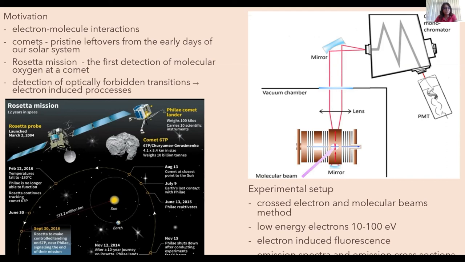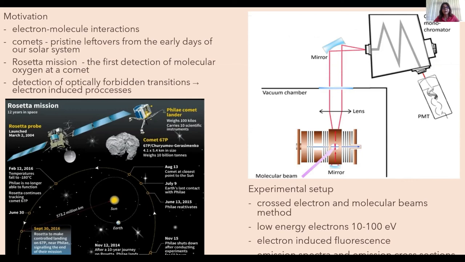This takes place in a vacuum chamber. One of the phenomena that occurs during this interaction is photon emission, which is a result of the excitation of excited species. This photon signal is then gathered and analyzed, producing two types of data: emission spectra and emission cross-section.